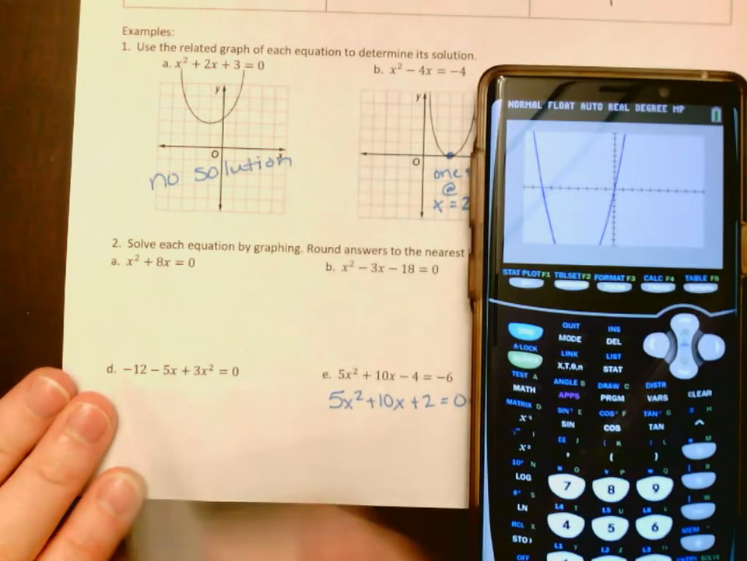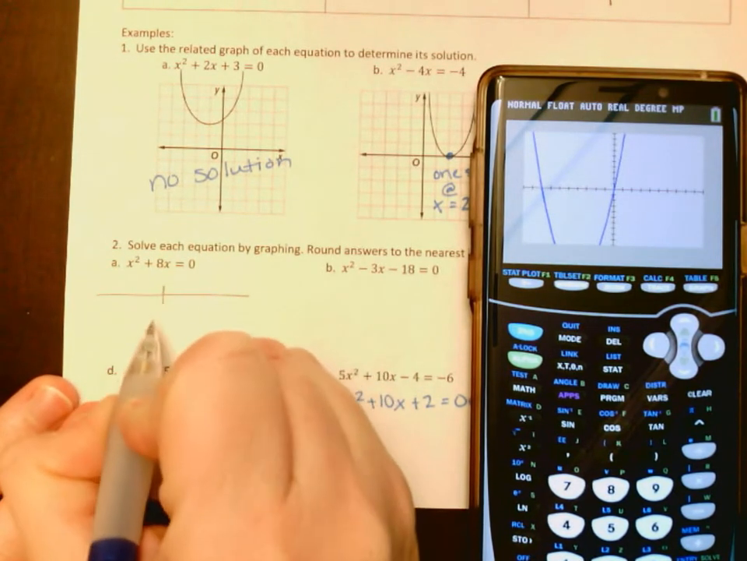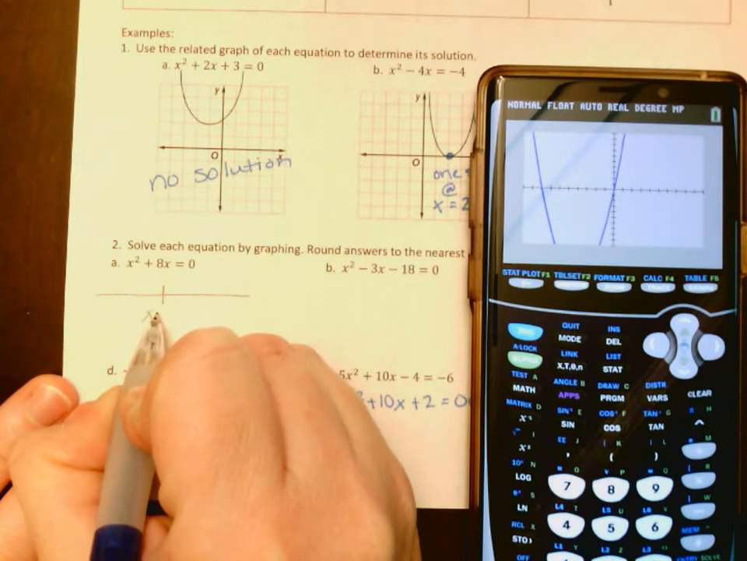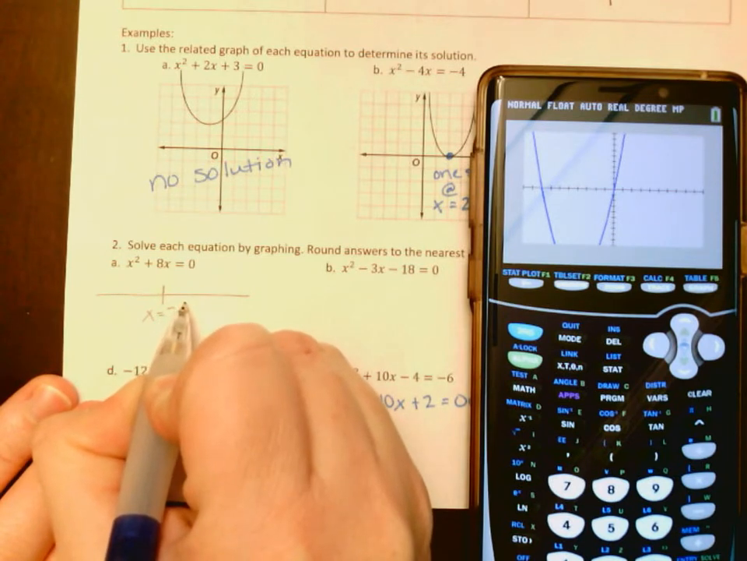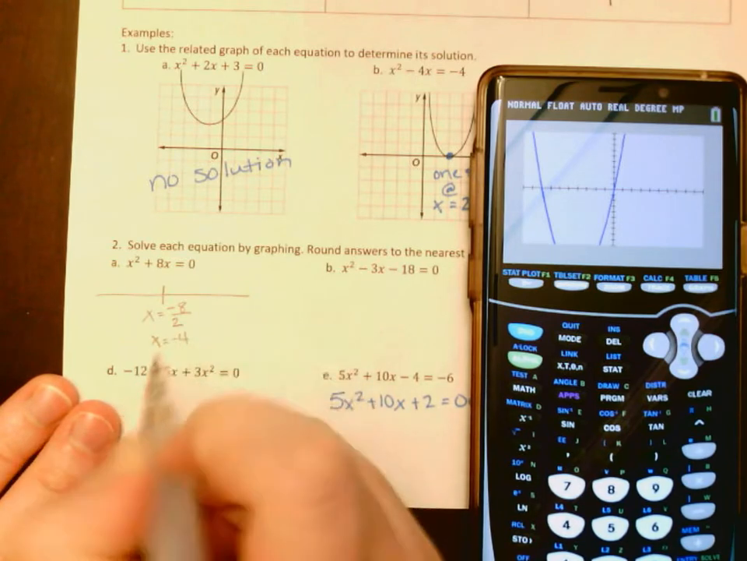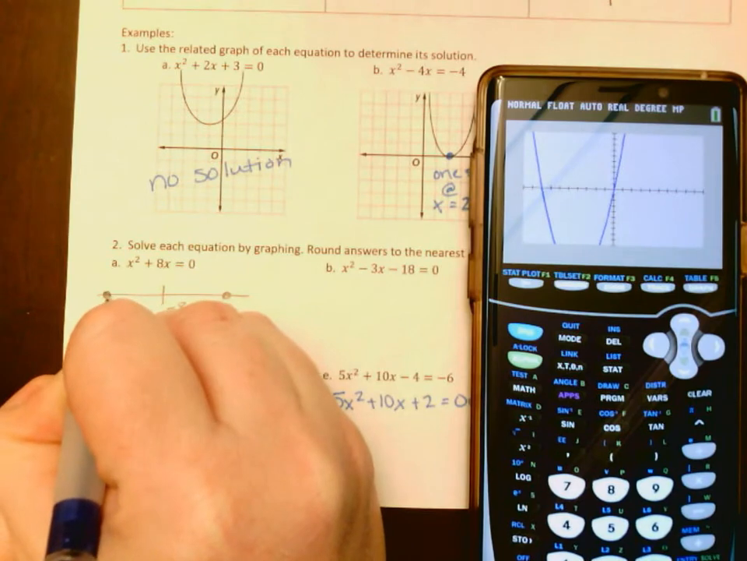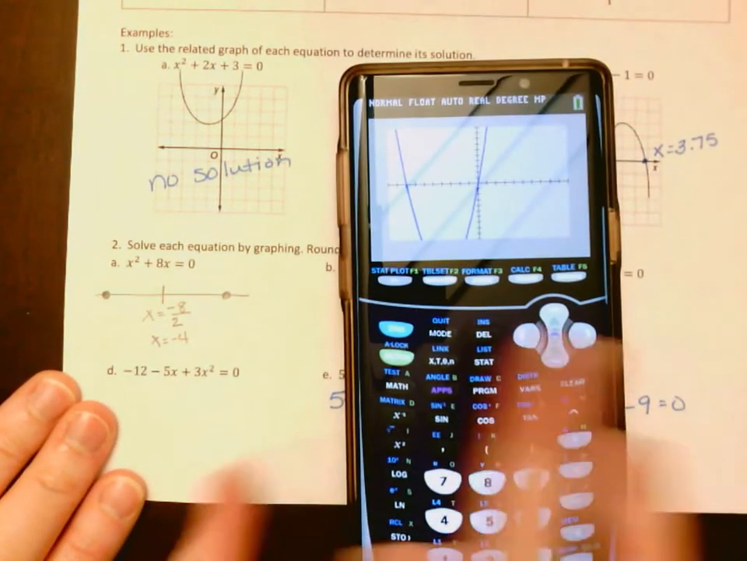So what we're doing is we're looking at a number line. This is my x-axis. This middle value here is going to be my x equals negative b over 2a, so negative 8 divided by 2, which is x equals negative 4. And then I'm going to have a solution on this side, and I'm going to have a solution on this side. And the reason why I know I have two solutions on the x-axis is because I cross the x-axis twice.